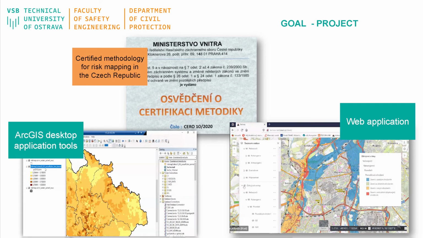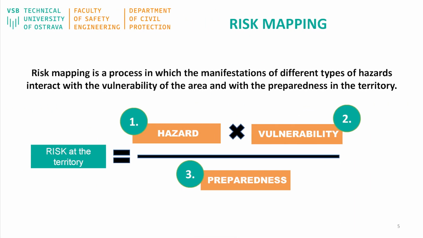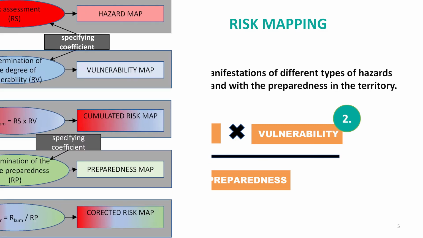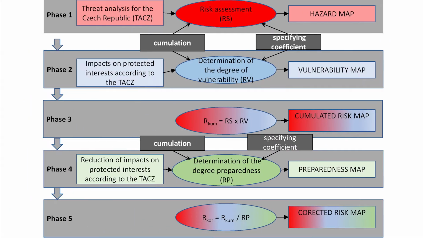Here is information about the certified methodology, the second point is geographic systems, and the third point is a web application. Here is the information about the risk mapping. First point is hazards, second is vulnerability, and next is preparedness. And here is the idea: it's all presentation in the map.